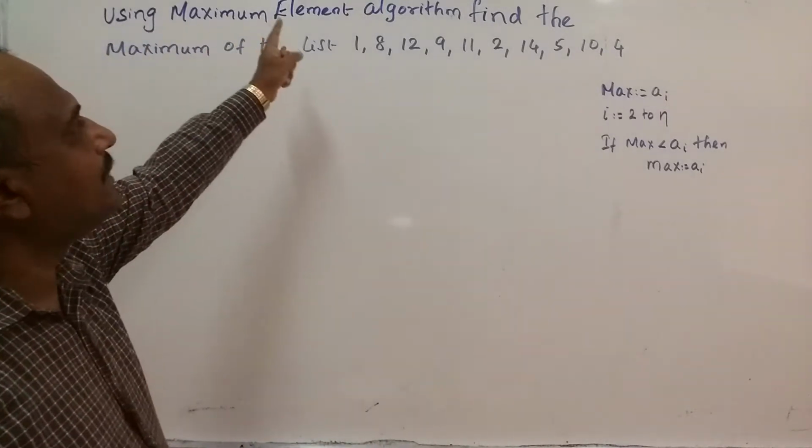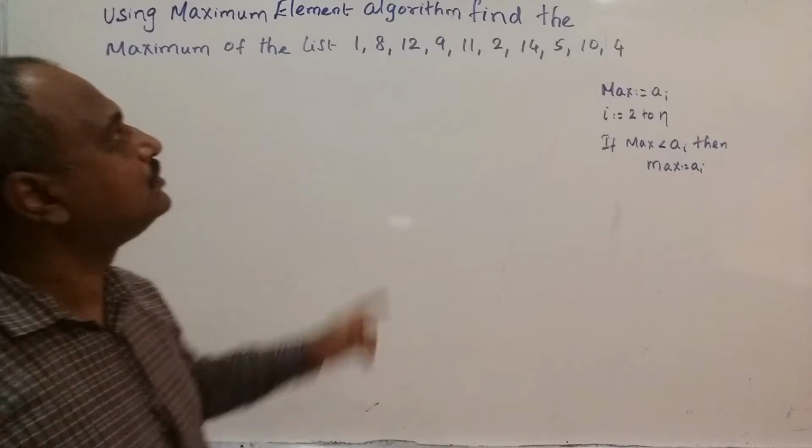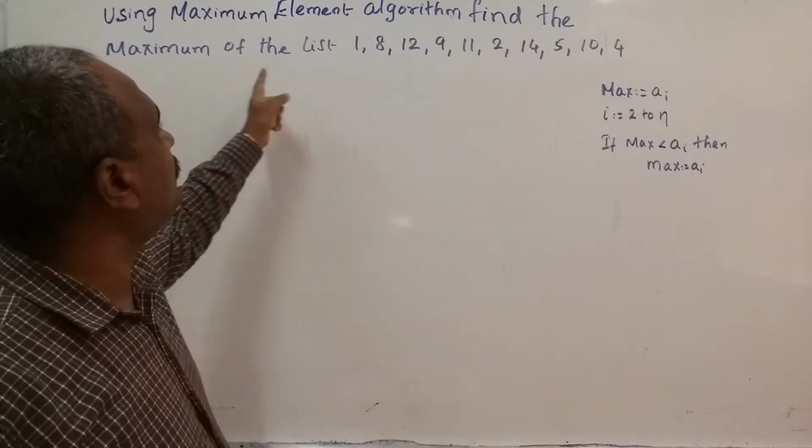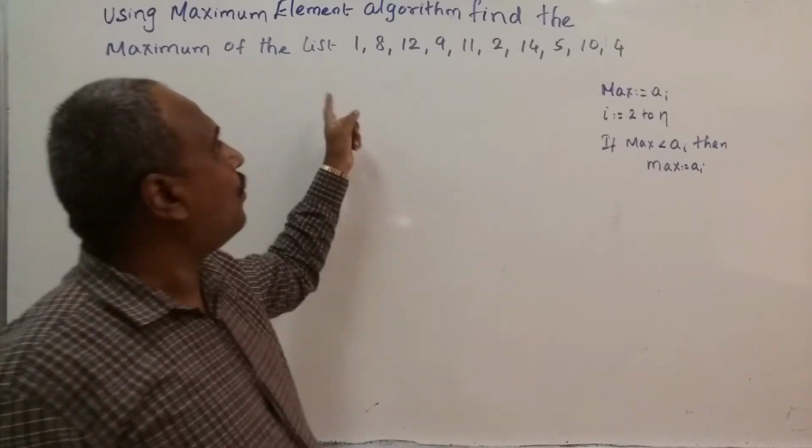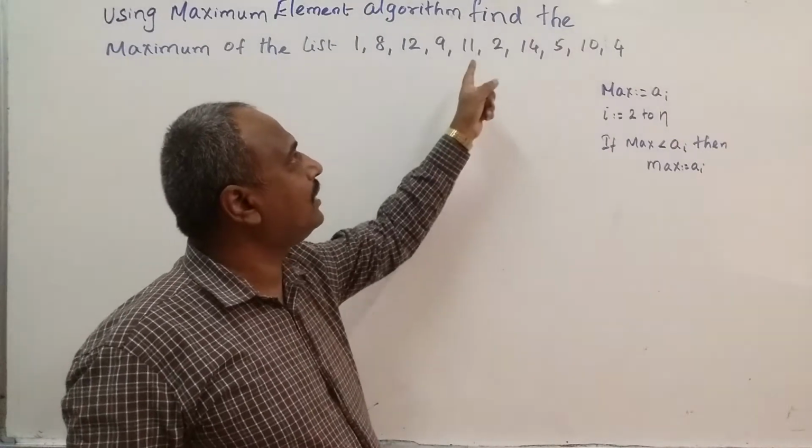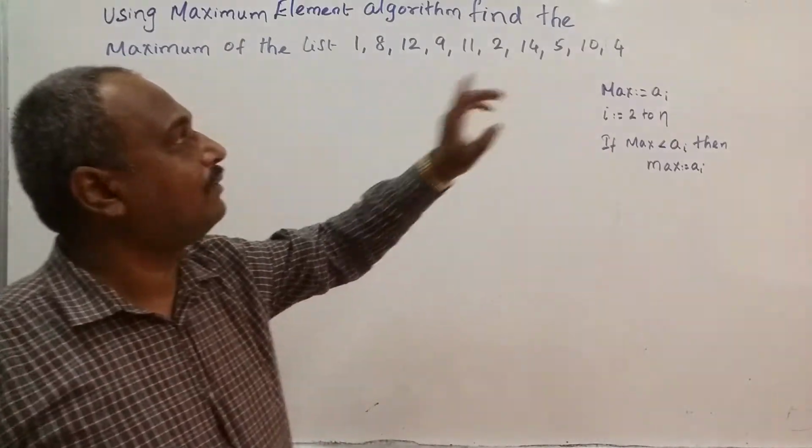Using the maximum element algorithm, find the maximum of the list 1, 8, 12, 9, 12, 2, 14, 5, 10, 4.